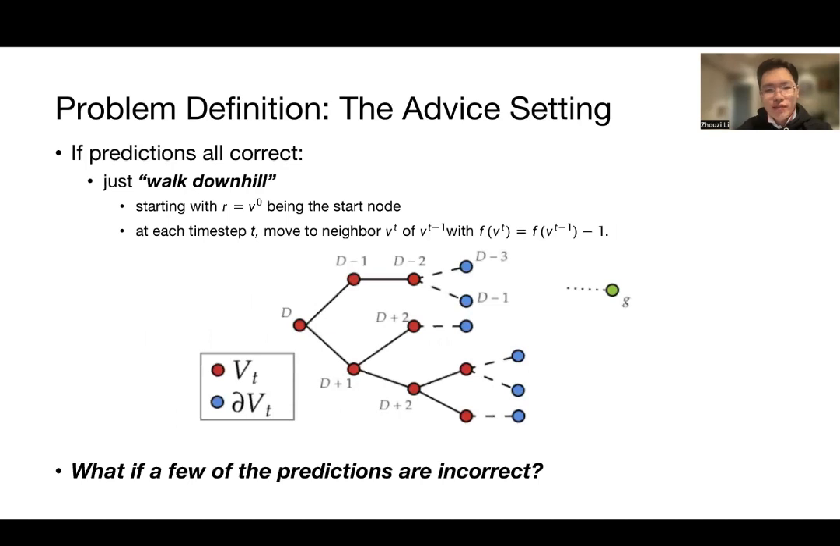But what if some of the predictions are incorrect? We want to answer this question because in real life, black box but unreliable predictions are very common. So it's important to know how to use this unreliable advice.